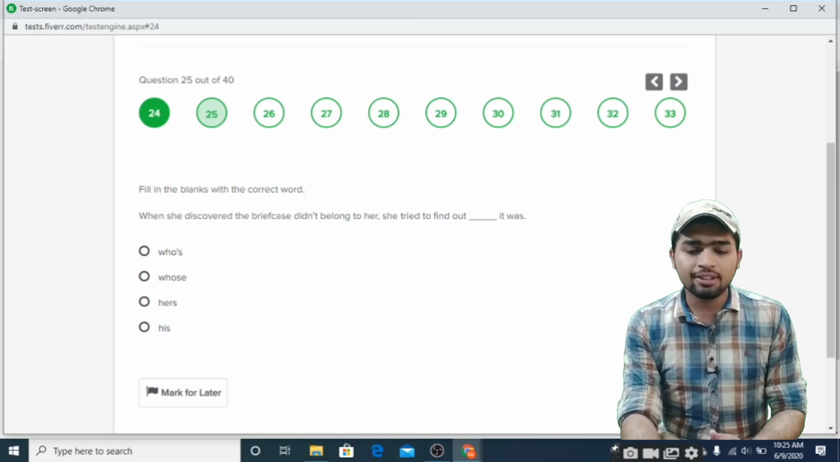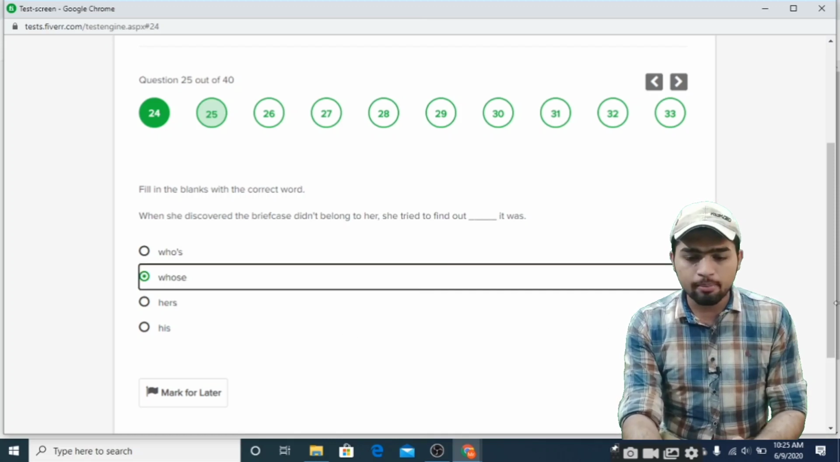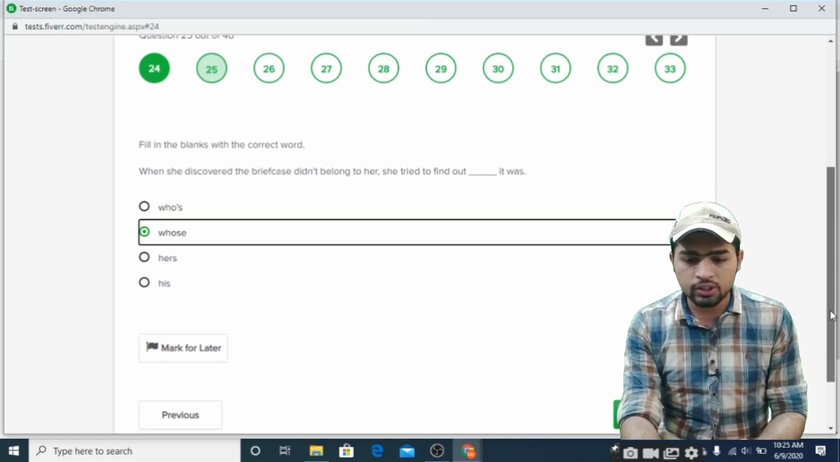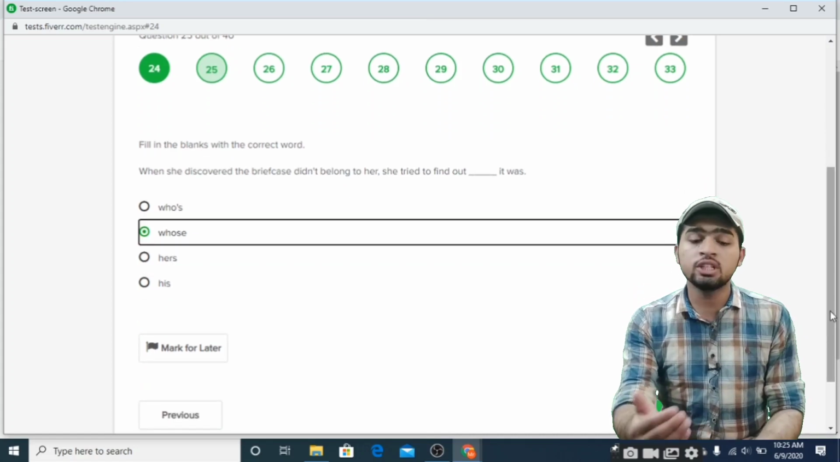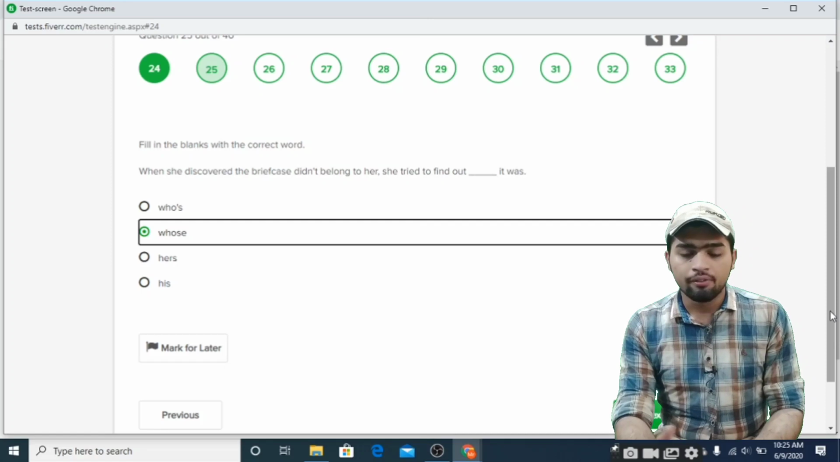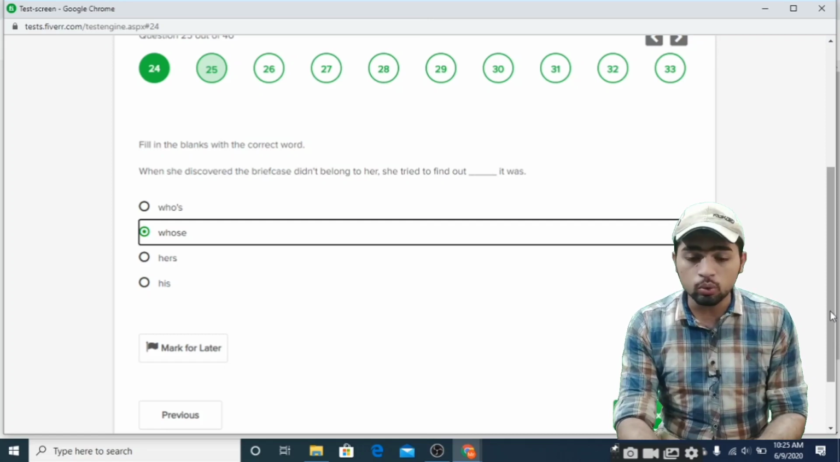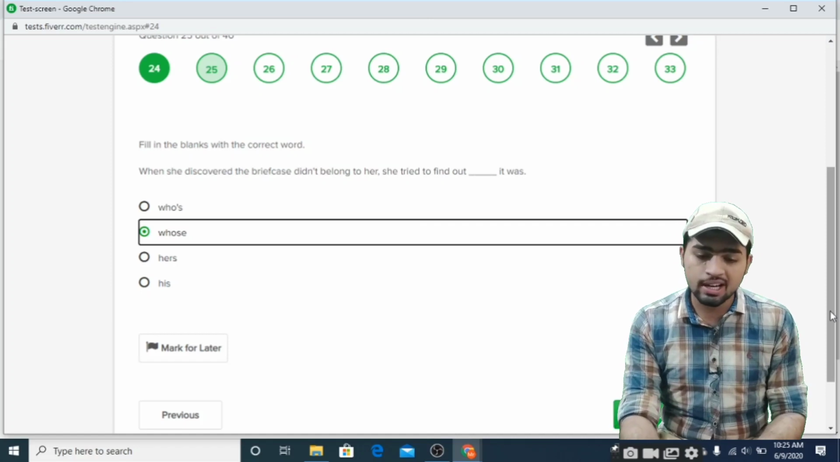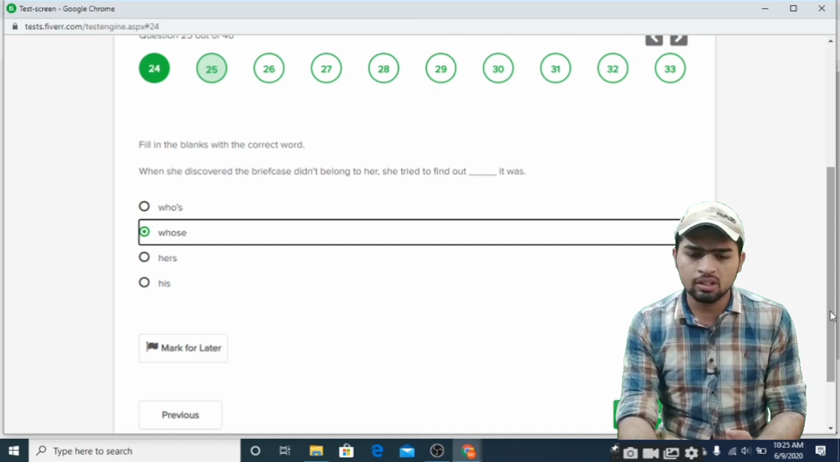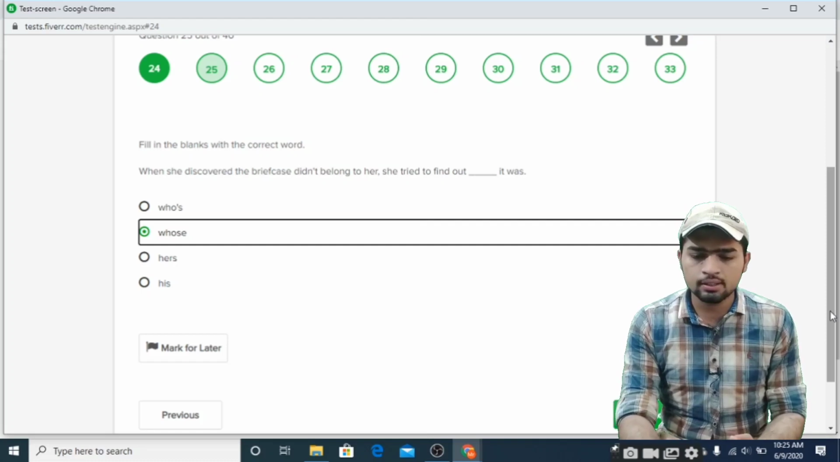Fill in the blank with the correct word. When she discovered the briefcase didn't belong to her, she tried to find out who it was. First option, who's. Second option, whose. Third option, hers, and the fourth one, his. Who's it was, whose it was, hers it was, his it was.